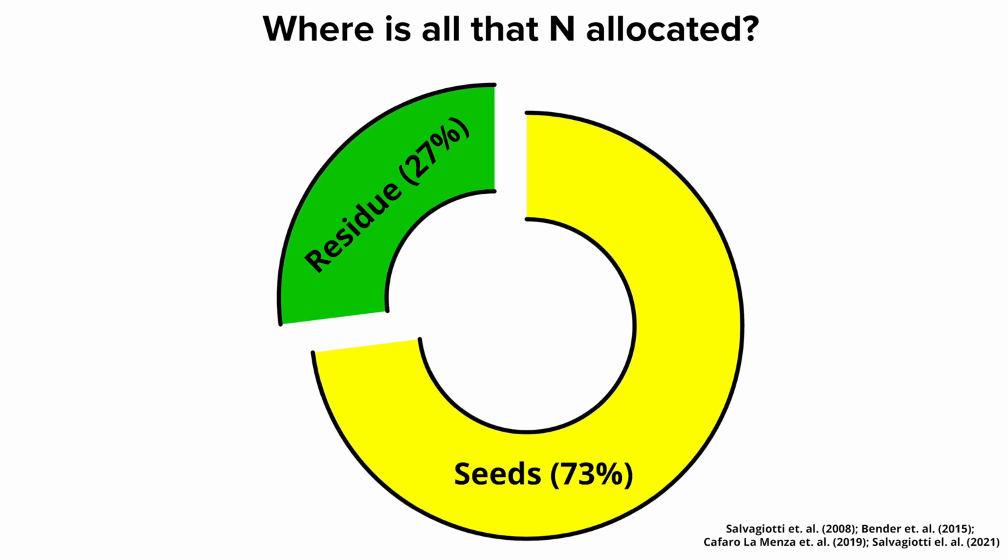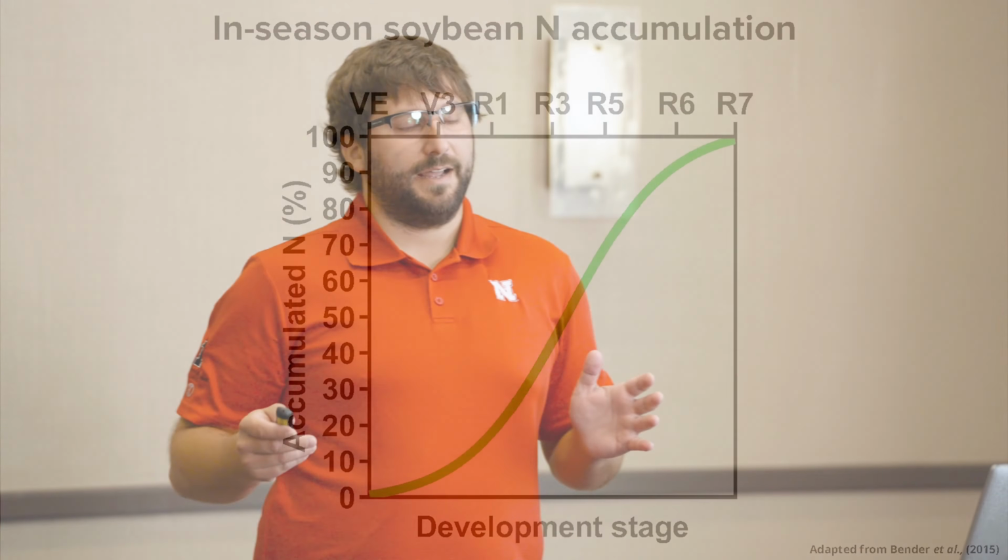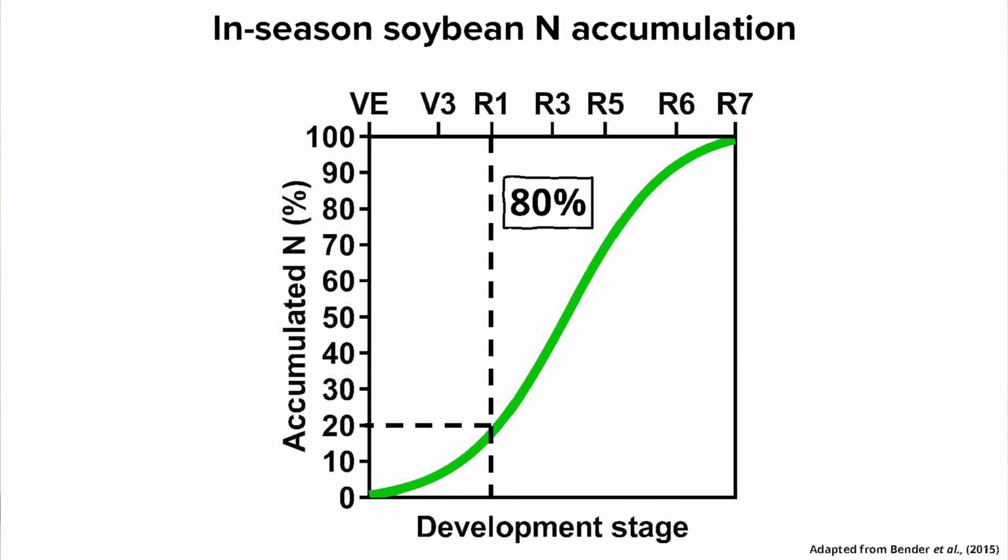That nitrogen is allocated mainly in the seeds because soybeans produce protein, and as you can see, most of that nitrogen will be harvested with the seed in the form of protein, and the rest of the nitrogen will stay in the residue. That nitrogen accumulates during the growing season progressively from emergence to physiological maturity. One interesting aspect of soybean nitrogen nutrition is that more than 80% of that nitrogen is accumulated after the flowering stage.